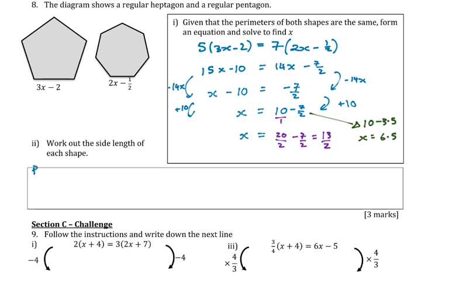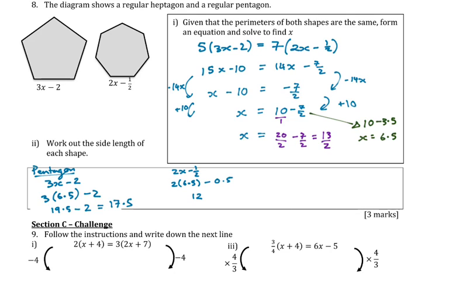Now it says work out the side length of each shape. So we know for the pentagon that the side length is 3x minus 2. We know what x is, so we just substitute 6.5 in. 3 lots of 6.5, subtract 2, is going to give us 3 times 6.5 is 19.5 minus 2, which is 17.5. For the heptagon, 2x minus half, well, 2 times 6.5 subtract half. It's going to give us 12.5 overall. Okay.